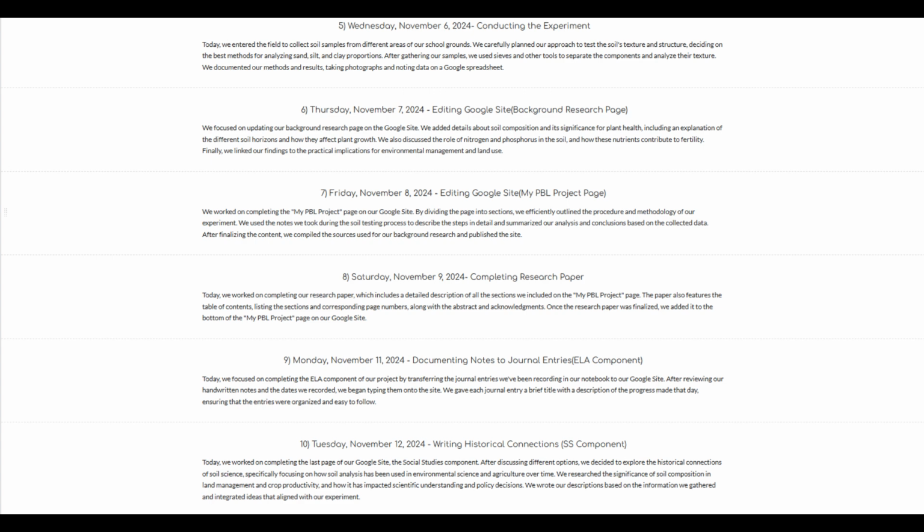Lastly, we analyzed the data we collected and began composing a simple but concise analysis with a conclusion that highlighted all of the important details we studied. These results were then published on our Google site for others to review and gain their own understanding of soil composition.